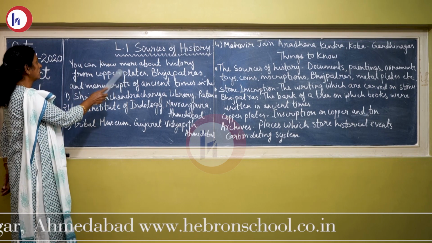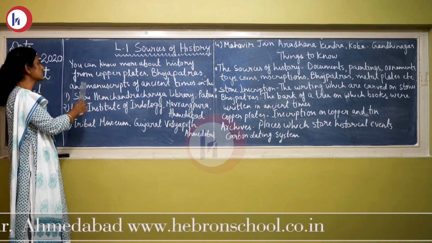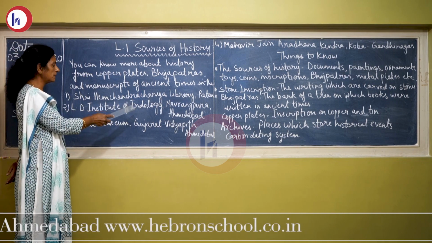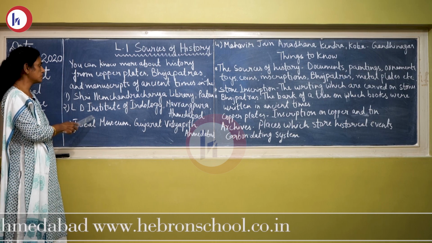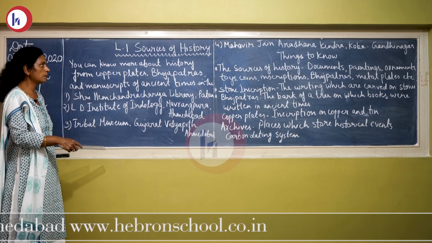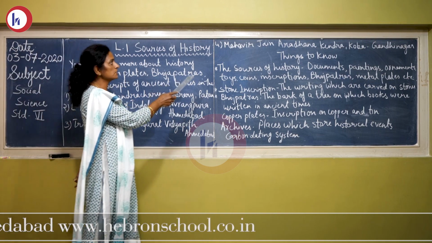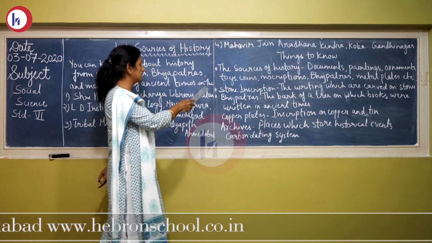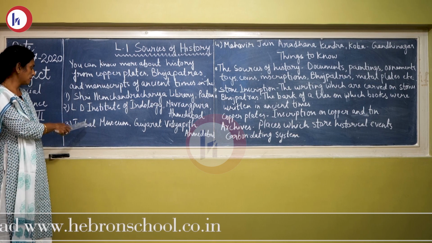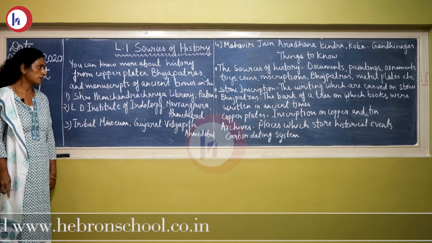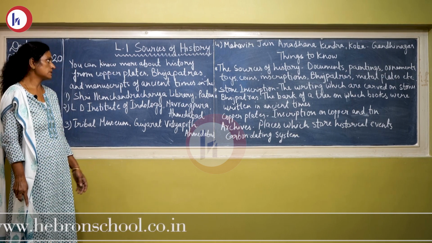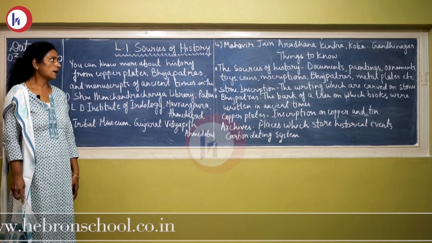You can learn more about history from copper plates, Bhojpatras and manuscripts of ancient times in the Sri Hemchandracharya Library, Patan. Second is LD Institute of Indology, Navrangpura, Ahmedabad. Third, Tribal Museum, Gujarat Vidyapeeth, Ahmedabad. Fourth is Mahavir Jain Aradhana Kendra, Koba, Gandhinagar. Now, LD Institute of Indology and Tribal Museum, Gujarat Vidyapeeth are in your Ahmedabad city. You can visit these places and see the history of ancient time.